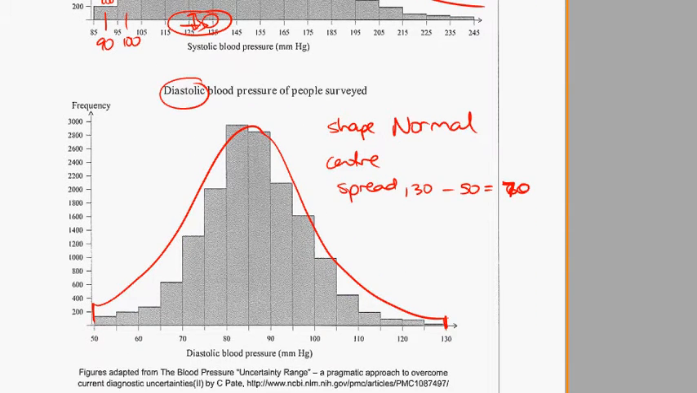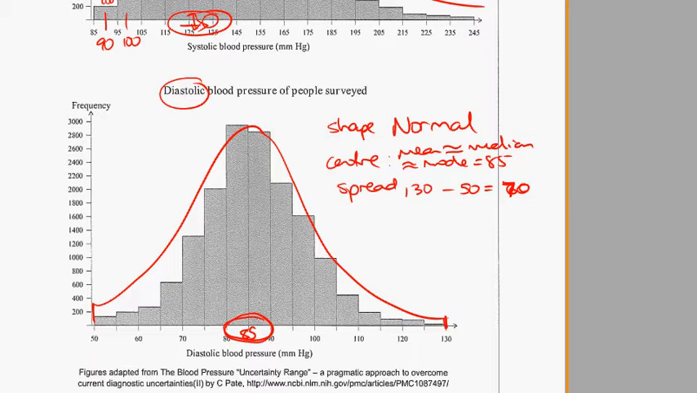Now if we think about the centre, clearly it's going to have a mean and a median very similar because it's symmetrical, reasonably symmetrical. The mean and the median and the mode are all very similar. And we could put that at about 85. So for this one, and that's another feature of the normal distribution, the mean will be approximately the median, which is approximately the mode, which for this one is about 85.